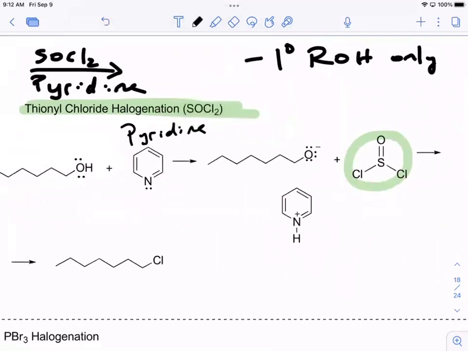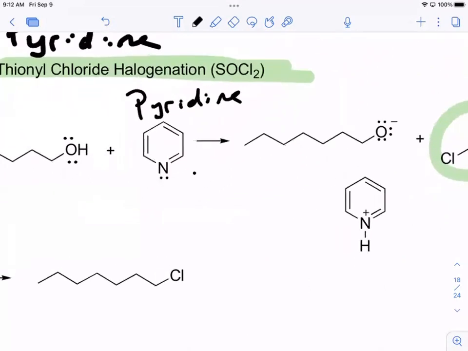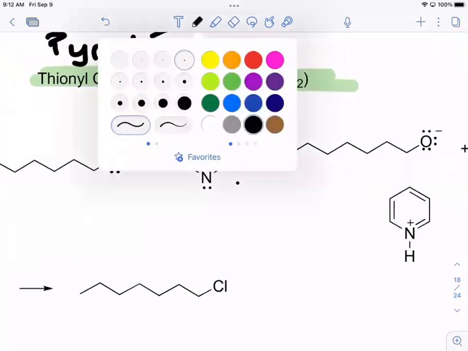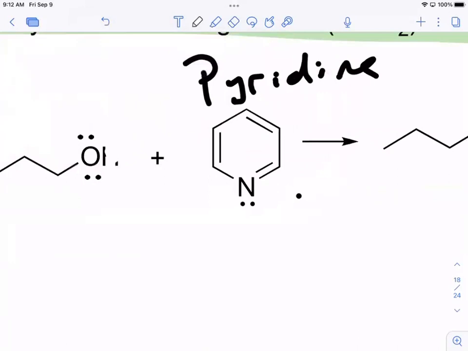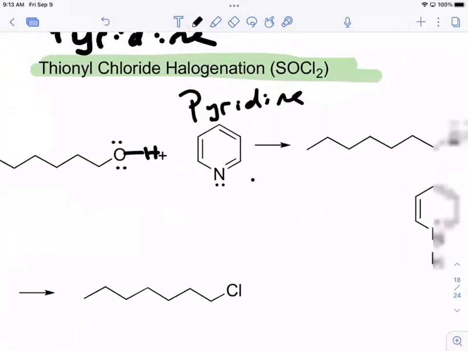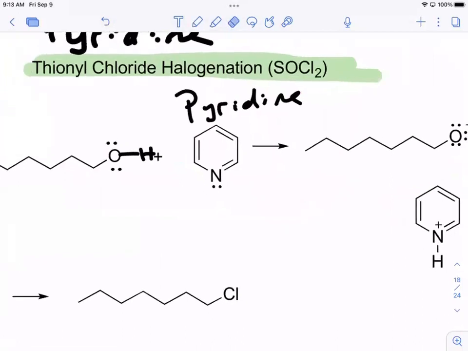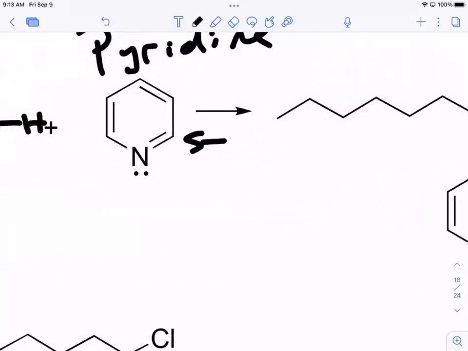Pyridine is a base, a very good base, and it will facilitate the reaction by making the oxygen of the alcohol more reactive, because it's going to have to do an addition in the next step. So in order to do that, let me just fix this so we can see the arrows. Wipe that out. Right, so the first step is proton transfer to pyridine.